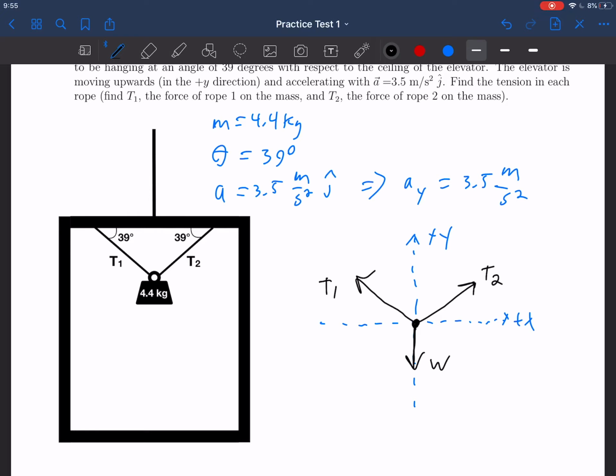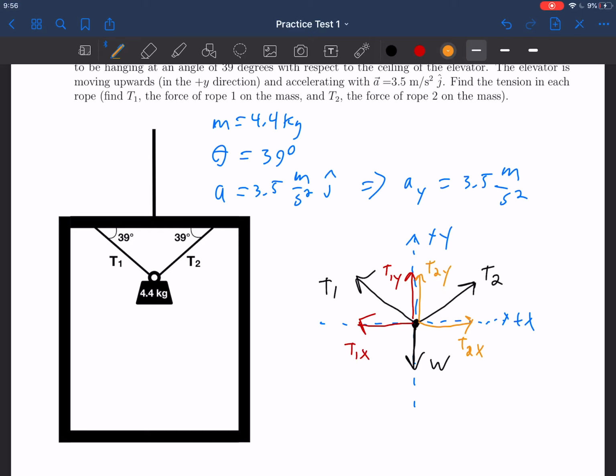Let's go ahead and follow our next step, which is always going to be expressing any force vectors which are not pointed along the x or y axis in terms of components. Right, so I can see that T1 is going to have an x component in the minus x direction. It's going to have a y component in the plus y direction. Likewise, we can see that T2 is going to have an x component in the plus x direction, T2x. And it's going to have a y component in the plus y direction.